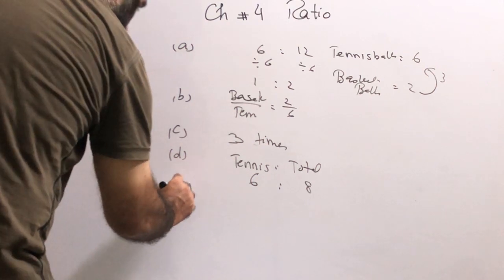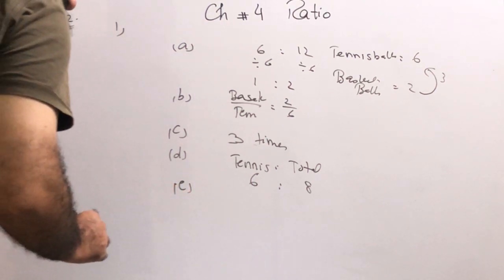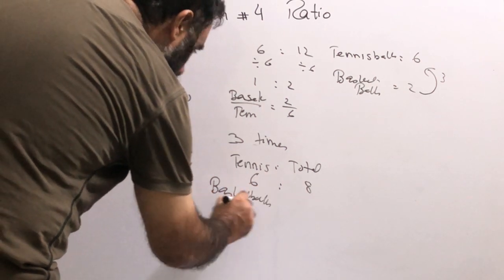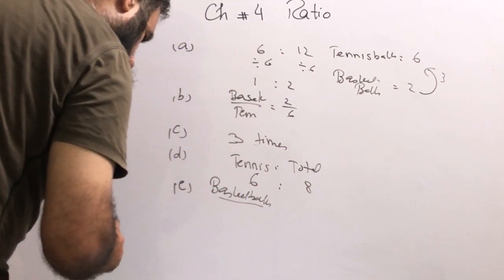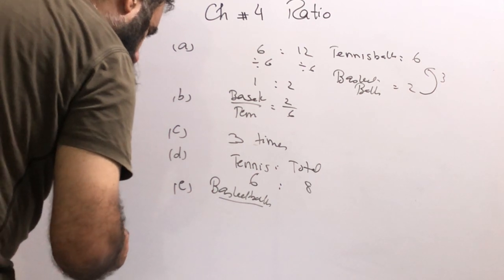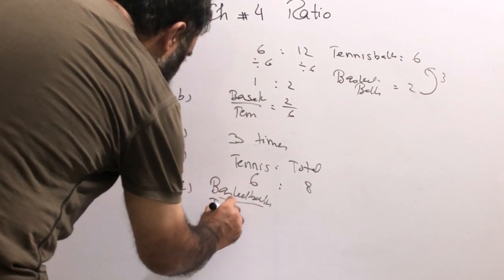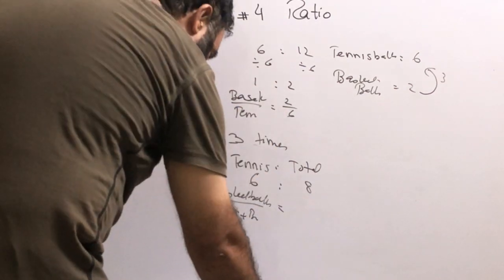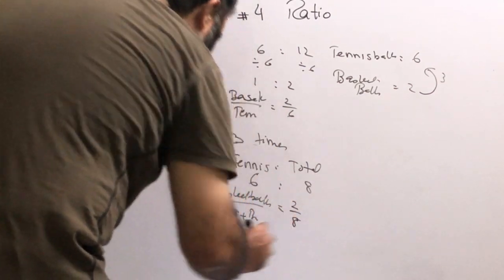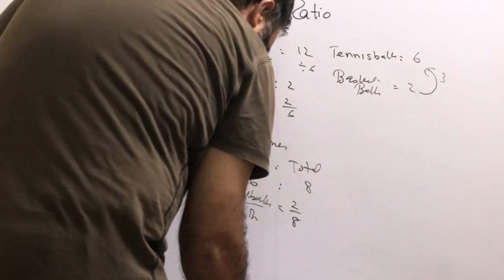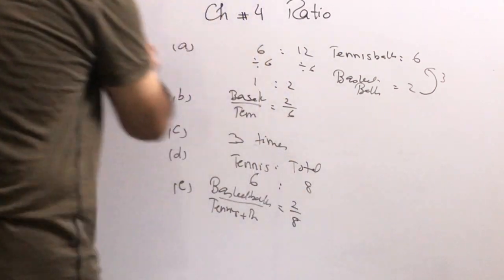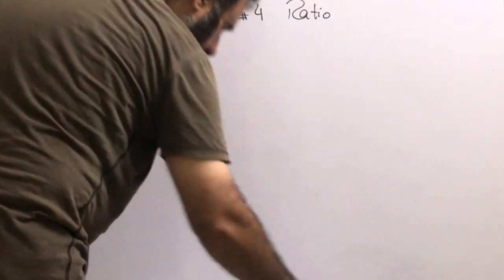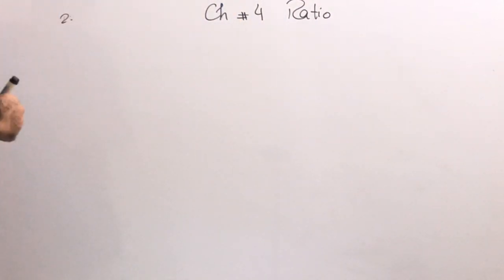Then number E says express the number of basketballs as a fraction of the total number of tennis balls and basketballs. Tennis plus basketballs. Basketballs are how many? Basketballs are 2. 2 over 8. This is the answer for part E. So we have successfully done this as well. Now we move to number 2.